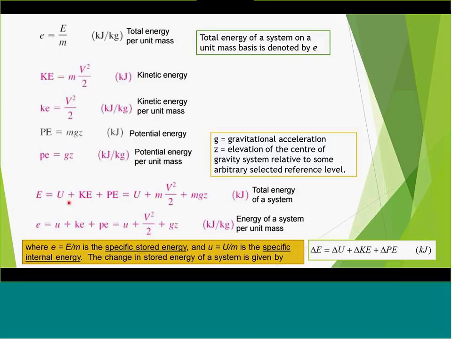And for the total energy of one particular system, the dimension will be in kilojoules. So E is equal to internal energy U plus kinetic energy plus potential energy, where U is the internal energy.